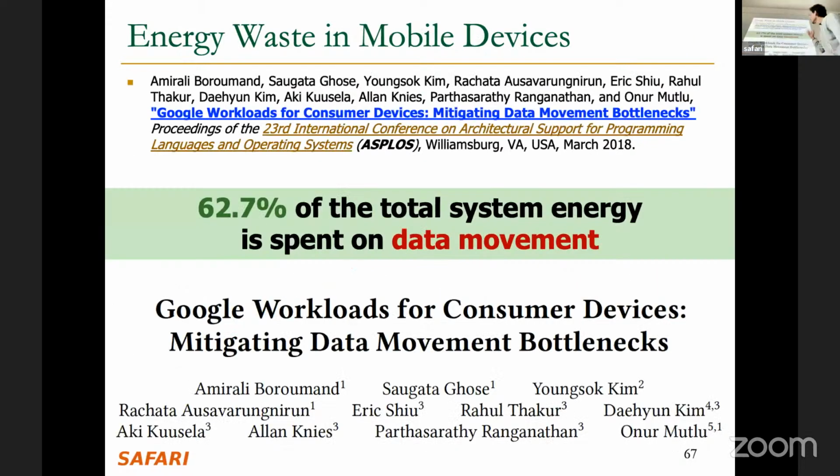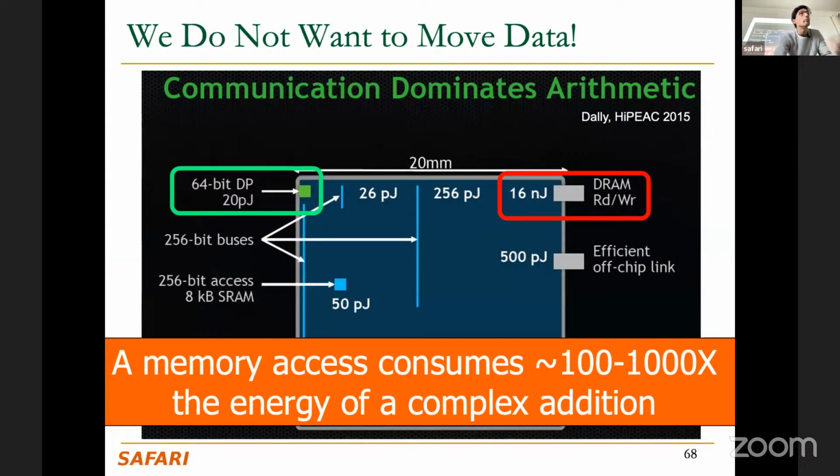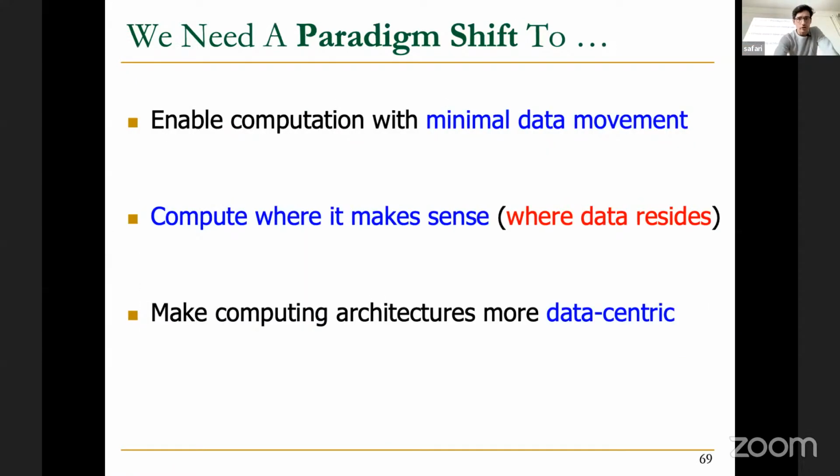And remember as well this figure that I showed you earlier, 62% of the energy consumption in mobile devices is spent on data movement. So basically, the goal here is to try not to move data in order to save a lot of energy potentially, and also execution cycles. We need a paradigm shift to enable computation with minimal data movement, compute where it makes sense or where the data resides, and make computing systems more data-centric.